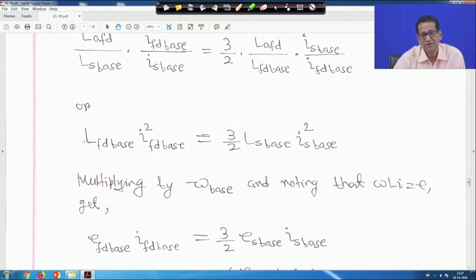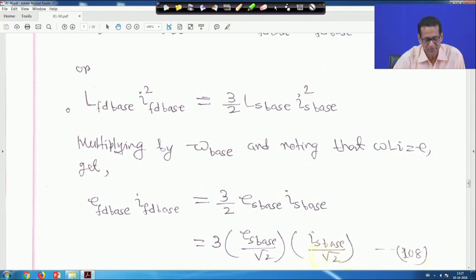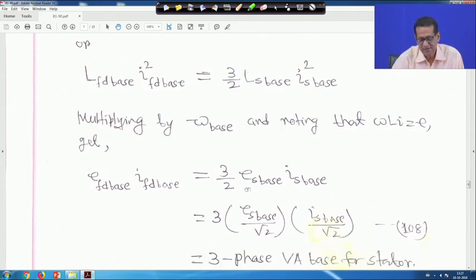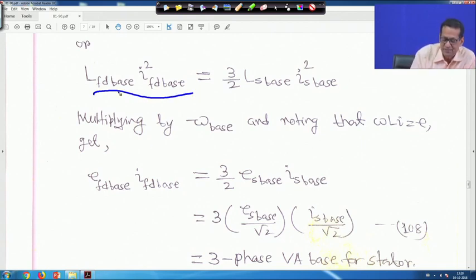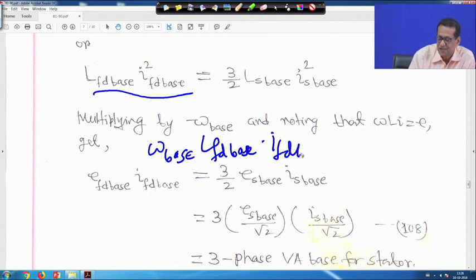So you multiply both sides by omega base. On the left hand side, omega base LFD base and IFD square, so into IFD base into IFD base. The first three terms will give you EFD base, so it will be EFD base into IFD base. Similarly the right hand side will be 3 by 2 ES base into IS base. I am writing only the left hand side, the right hand side you can get similarly: omega base, then LFD base, then IFD base, right.